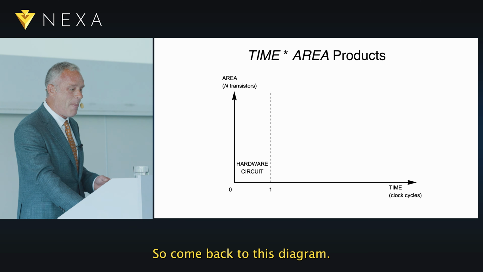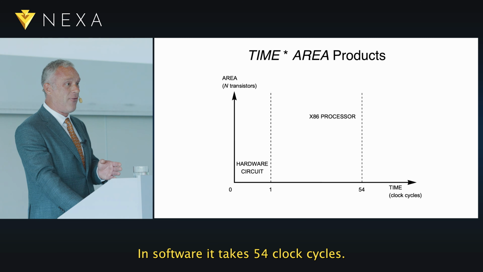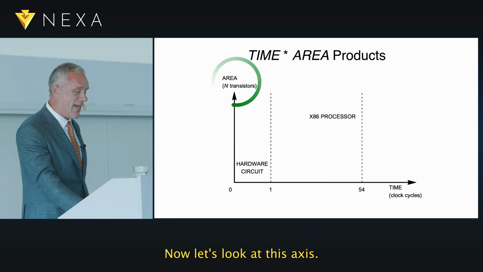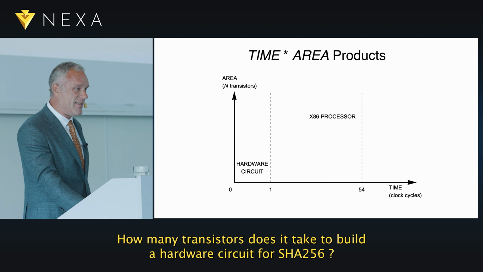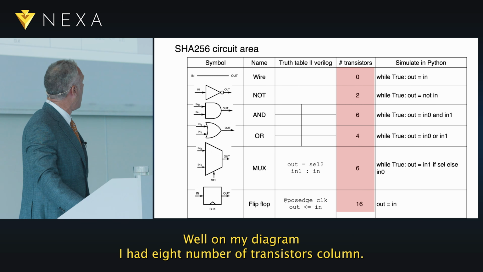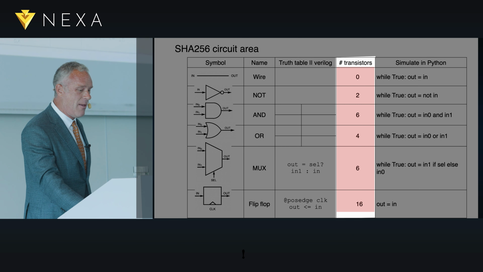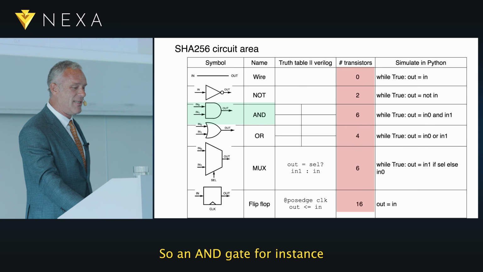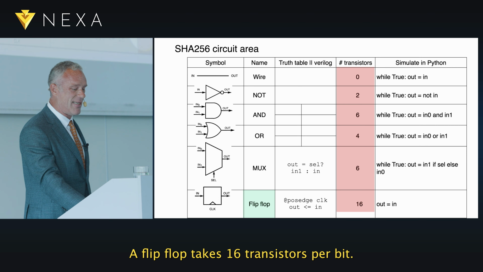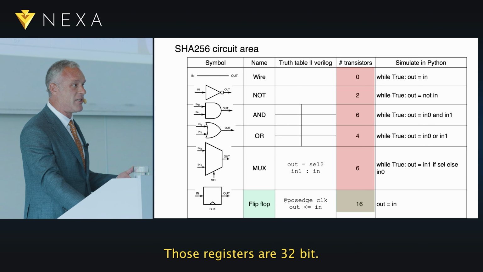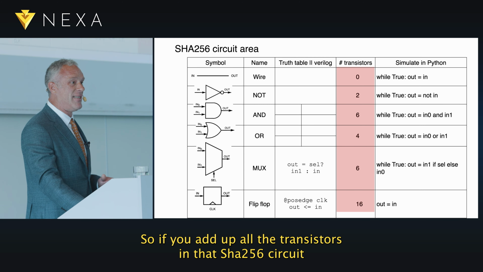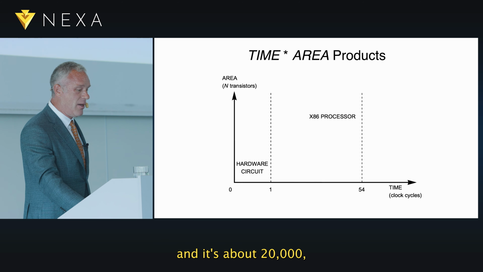So come back to this diagram. In software, it takes 54 clock cycles, so we put a line here at 54. Now let's look at this axis, number of transistors. How many transistors does it take to build that hardware circuit for SHA-256? Well, on my diagram, I had a number of transistors column. So an AND gate, for instance, takes 6 transistors per bit. A flip-flop takes 16 transistors per bit. Those registers are 32 bits, so 32 times 16, and we have 8 of them. So you can add up all the transistors in that SHA-256 circuit, and it's about 20,000.